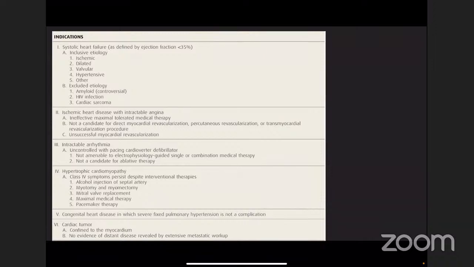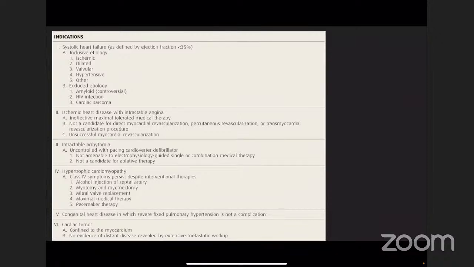Regarding intractable arrhythmia, which is uncontrolled by a pacing defibrillator and not amenable to electrophysiology study, single or combined medical therapy, and not a candidate for ablation therapy.